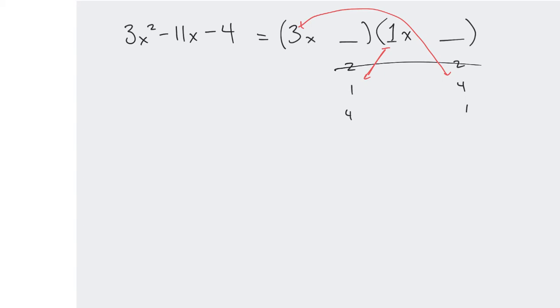In order to get negative 11 in the middle, I want the 12 to be negative and the 1 to be positive. That means it has to be minus 4 over here, because the 4 is the one which makes the 12, and then plus 1 over here. And this is the true answer: 3x plus 1, x minus 4. All right, this is how you factor that.